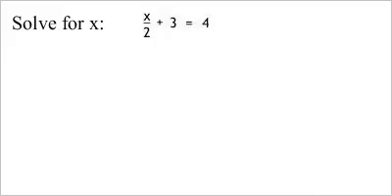Here we have to solve for x, and the question is x divided by 2 plus 3 equals 4. So just a couple of things to note here. We're dealing with two different operations here. We're dealing with division here, and we're dealing with addition here. So the first thing we have to do is deal with this plus 3, or the integers here. We only want x on one side of the equation, so we want to get rid of these integers.